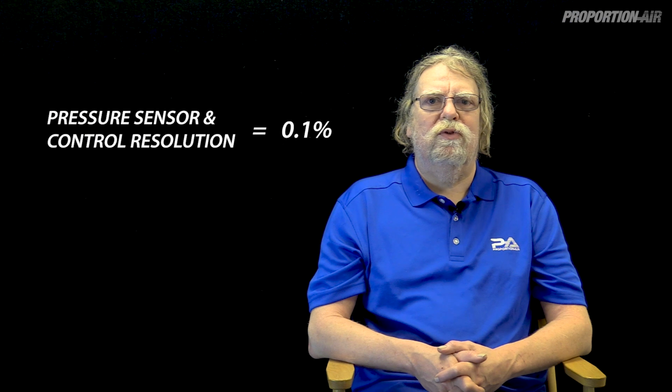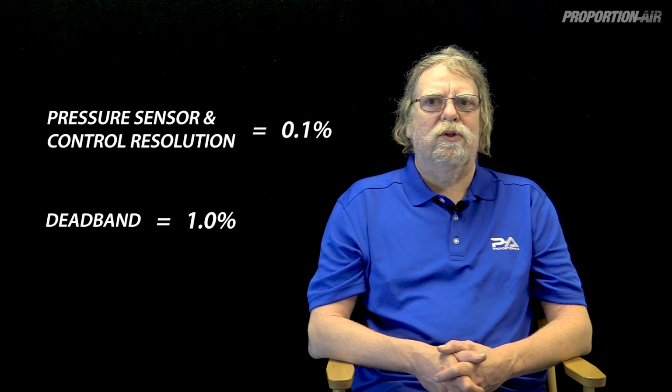From a control standpoint, hysteresis can mask the true resolution of the unit and also affect repeatability. For example, let's say a unit has a pressure sensor and control resolution of 0.1%. However, the unit has a built-in deadband of 1%. For this unit, while the resolution of the sensor and control is very good, it is masked by the deadband, lowering your effective control resolution.